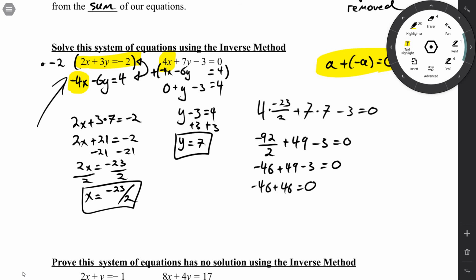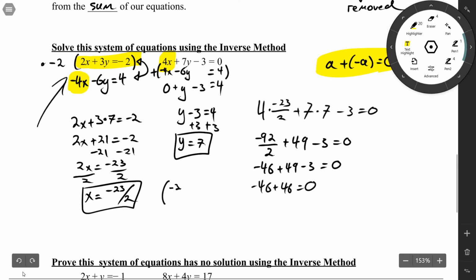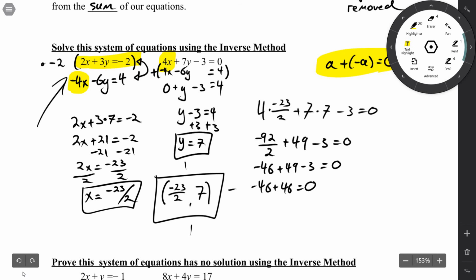Now to write it as an ordered pair, remember, we would put this in parentheses, just like we're describing a point, because really, that's what we are. Negative 23 over 2, 7. That is what we're looking for.